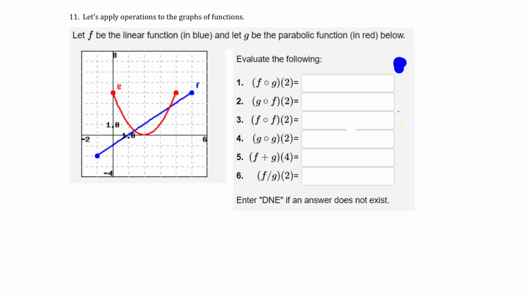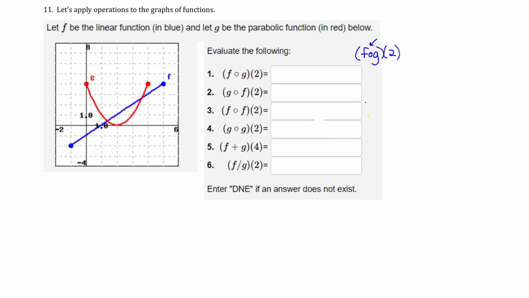When I have F composed with G of 2, what am I asking? Well, remember, composition is plug a function into a function. So what I'm really asking is, what is F of G of 2? And so now we have to be really rigorous and go step by step. G of 2 means what is the Y value when X is 2? So when X is 2, what is the Y value for G?